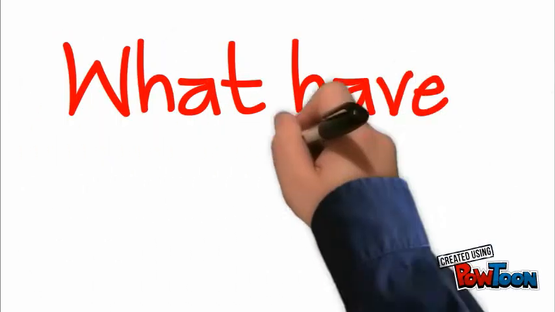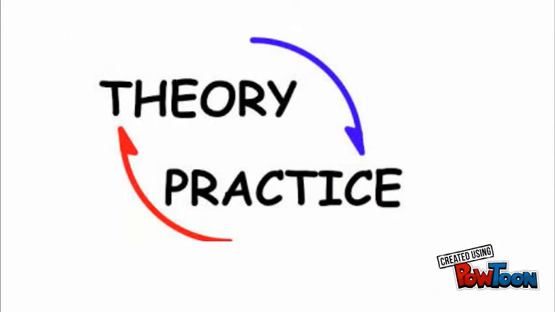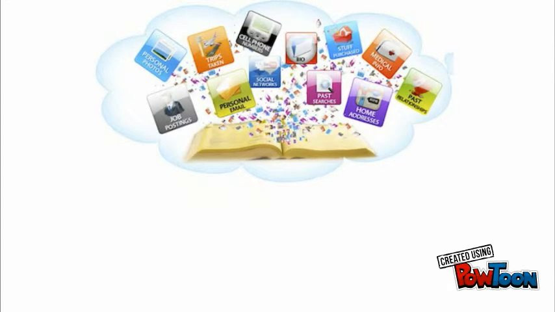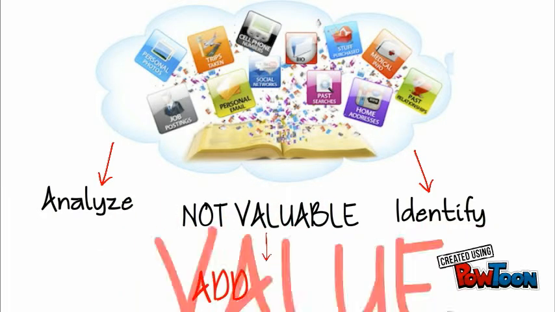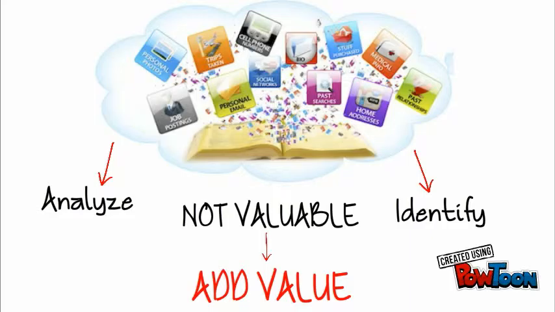What have we learned so far? Theory and practice taught us that if you want to do things better, you have to gather a lot of information to be able to analyze, identify the things that are not valuable for the process, and then think of a way to add value by rearranging them.